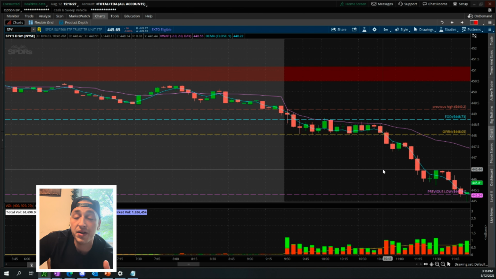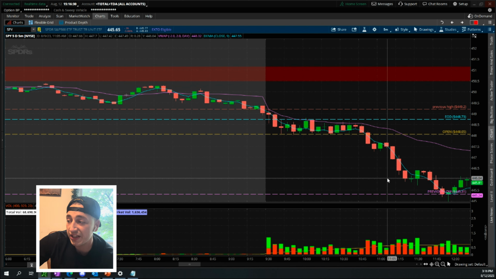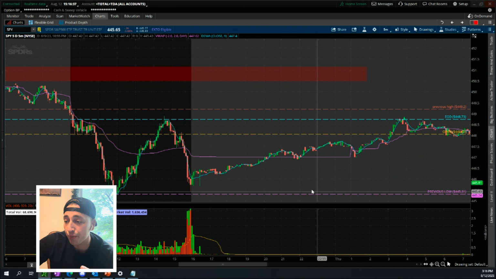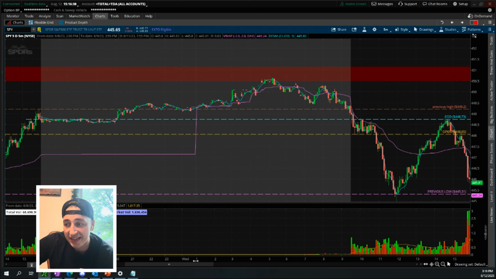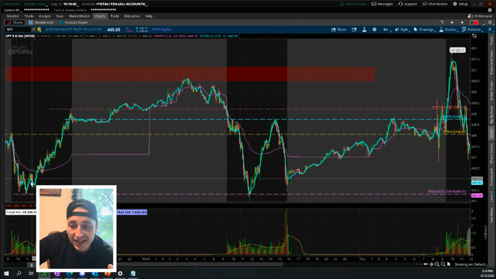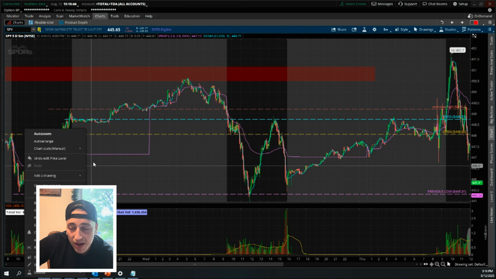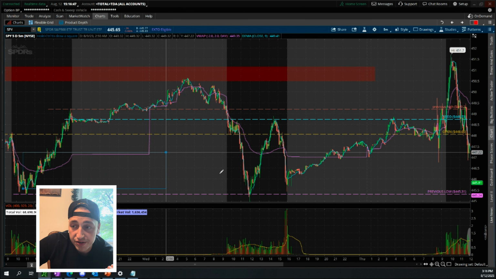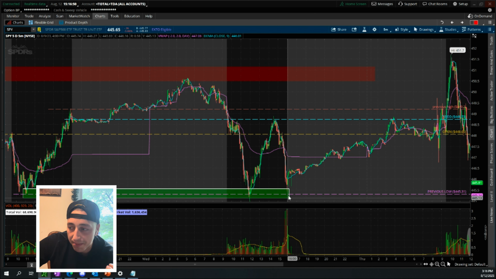So price comes down to previous day low. Rejects. What's that telling you? That's literally telling you that the buyer that was there previously is here again. This is what we call, for all my supply and demand traders, a demand zone. Why is it a demand zone? Because the demand for shares here is much higher than the supply of shares.